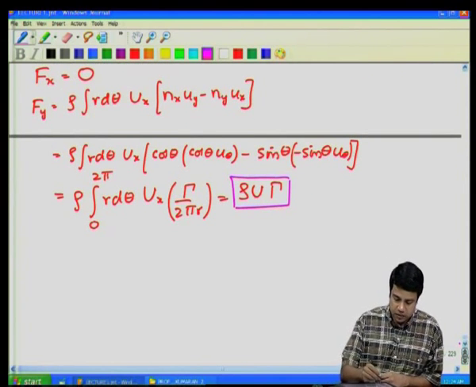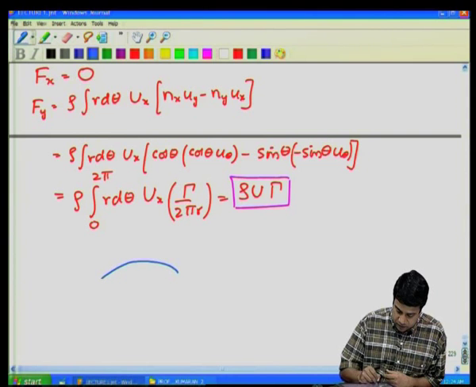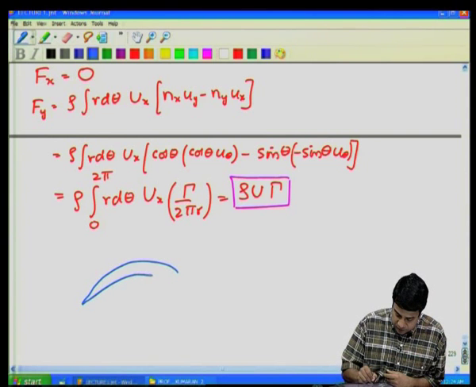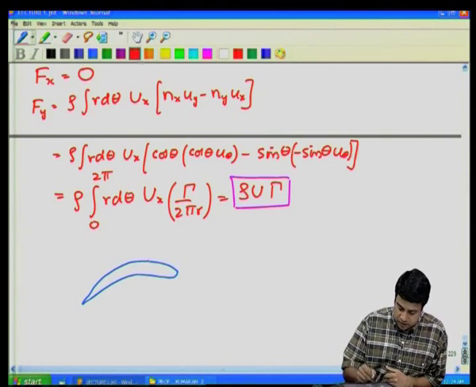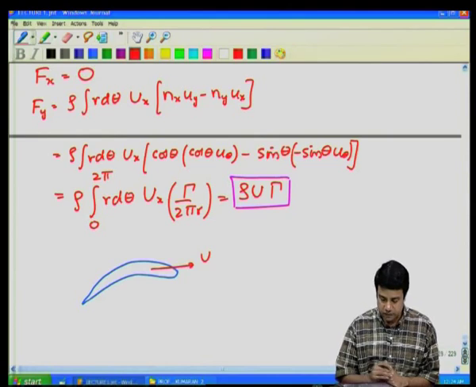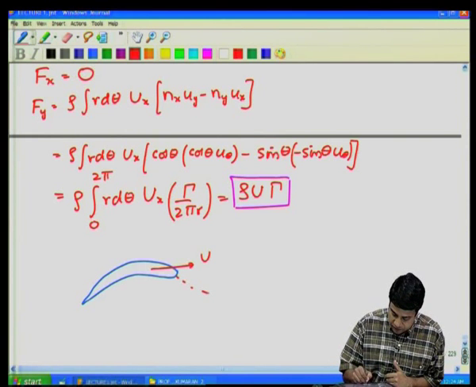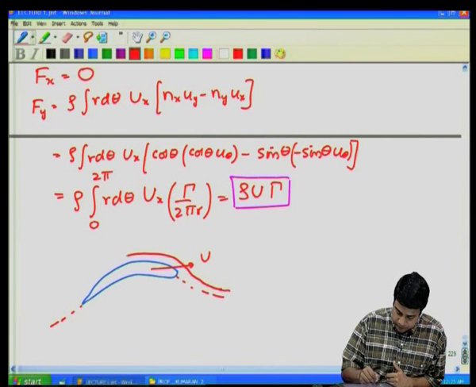And the circulation around the object is generated by the shape of the object. If you have an object that is shaped like this, for example, and it is moving with a constant velocity within a fluid, then I have the front and the back stagnation points, and I have a net flow that goes around this object.